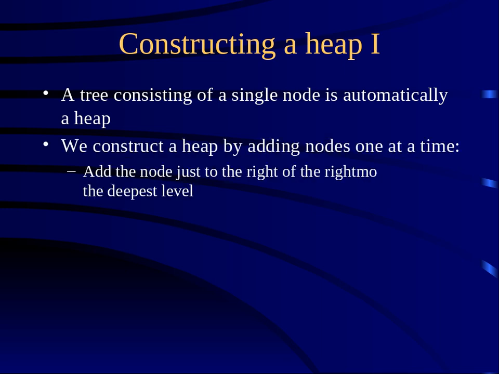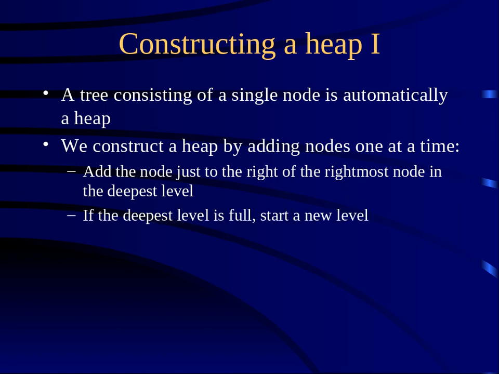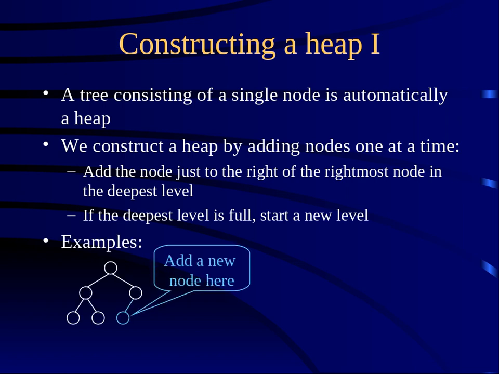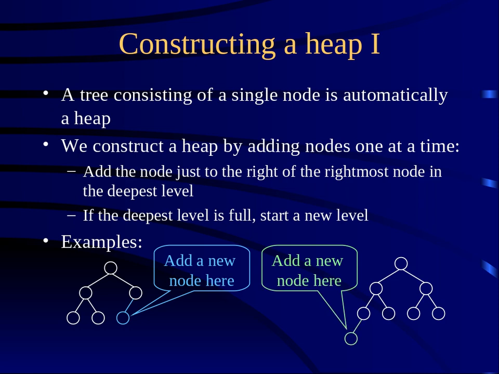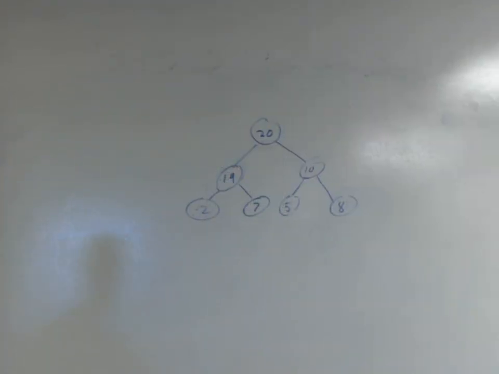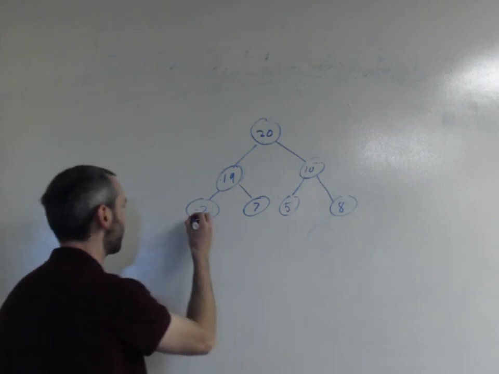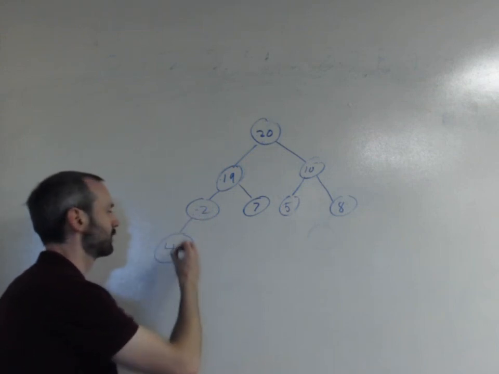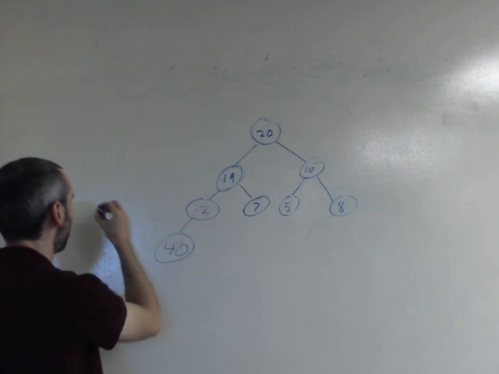So we construct a heap by adding one node at a time. Add the node just to the right of the rightmost node in the deepest level. If the deepest level is full, start a new level. Examples: if you're here, add the new node there. If you're here, add the node there. All right, how are we doing? That means if we want to add a node, give me a large number. We'll say 40. Perfect, thanks guys. It needs to go over here. So that's step one.